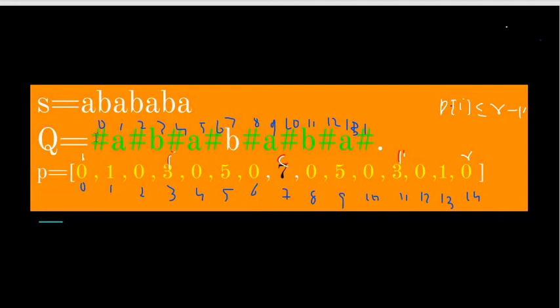So the maximum length of a palindrome is 3 and half of the value is 1. We consider only integer values. Similarly, we calculate for each character and we observe that the maximum length of a palindrome occurs when we consider b as the index, that is, index 7.